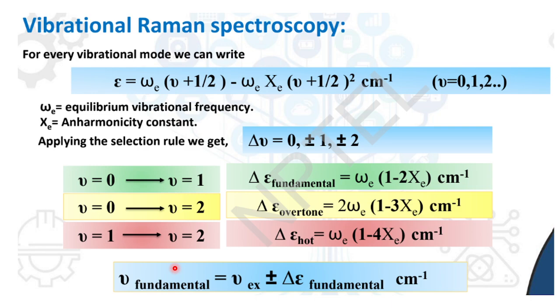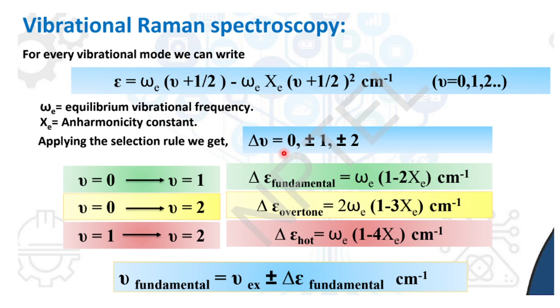There is also vibrational Raman spectroscopy. We have discussed the rotational, now it is vibrational. In case of vibrational mode, we can write the equation as epsilon equal to omega e into nu plus half, minus omega e xe into nu plus half whole square. Here omega e is the equilibrium vibration frequency and xe is the anharmonic constant. During FTIR we discussed the simple harmonic oscillator. Now usually there is always some anharmonicity, so that's why you add an extra term, xe.